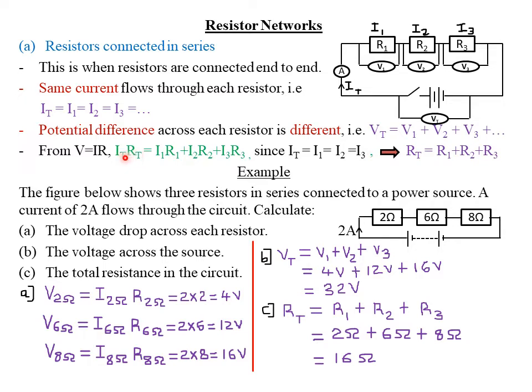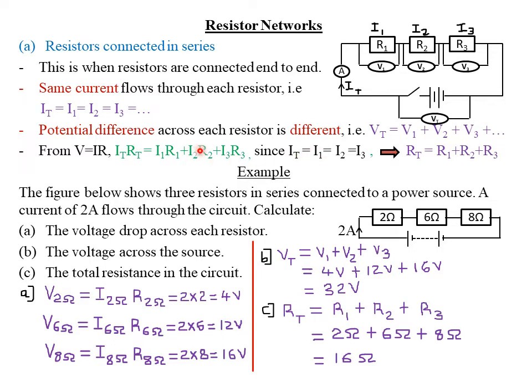Therefore, because I1 is equal to I2 is equal to I3, that is I total, it simply means we can divide each and every term by I total, because after all, I total is equal to I1 is equal to I2. Therefore, if I divide each and every term of this particular equation by I total, I'll simply remain with, that is I total will divide with I total, I1 will divide with I total, because I1 is also equal to I total.